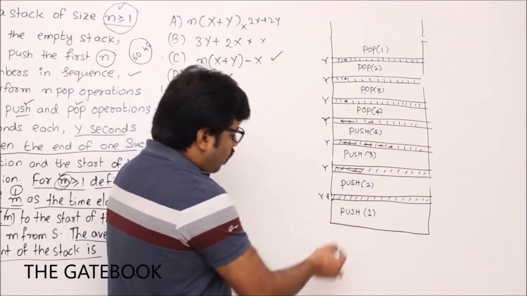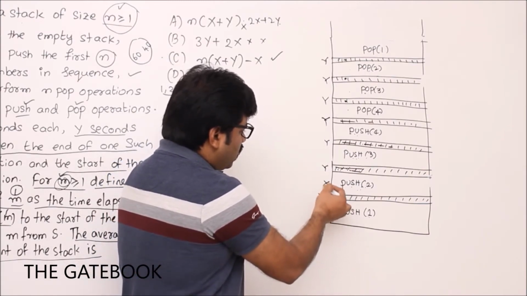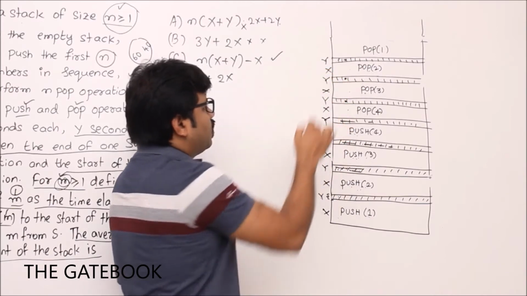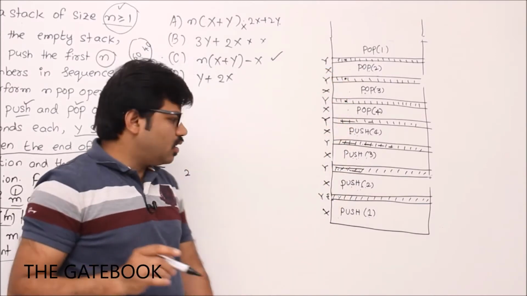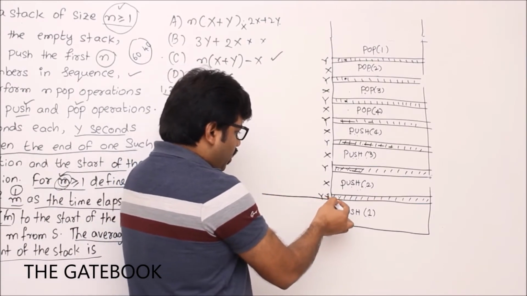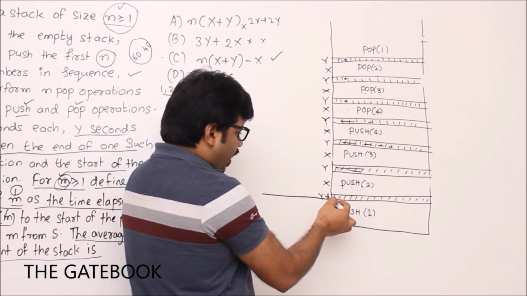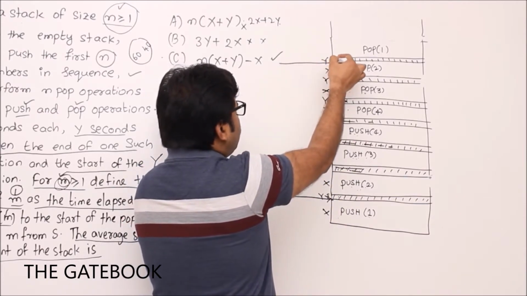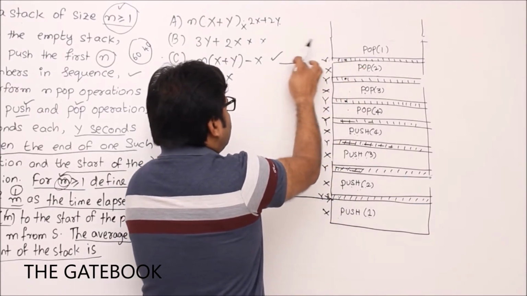So apart from that, what is this one? This is stack operation time, right? X, pushing or popping. That's why they are all x. Now, one observation is the lifetime of element 1 is, according to the definition, from the end of the push to the start of the pop that pops it. This is the start of the pop, not here, here, right?